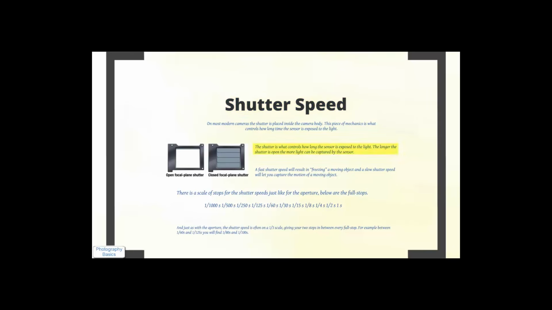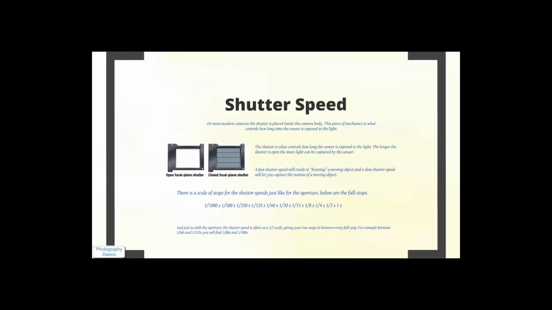The shutter is what controls how long the sensor is exposed to the light. The longer the shutter is open, the more light can be captured by the sensor. A fast shutter speed will result in freezing a moving object, and a slow shutter speed will let you capture the motion of a moving object.